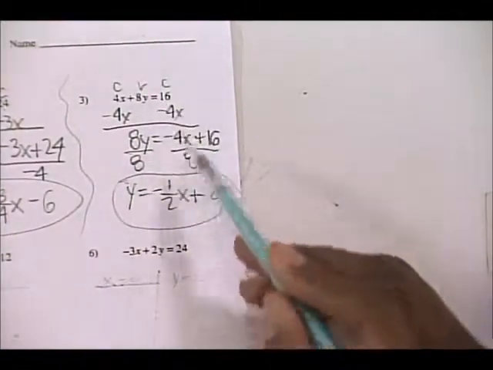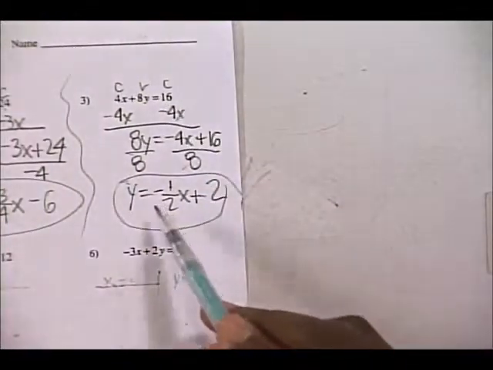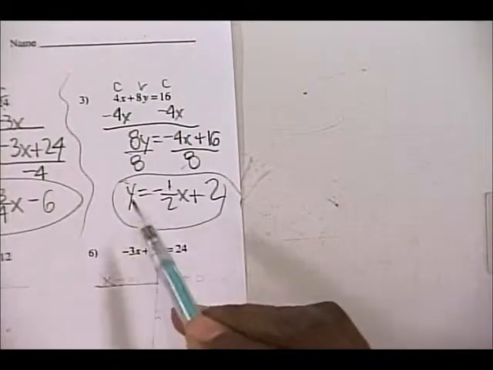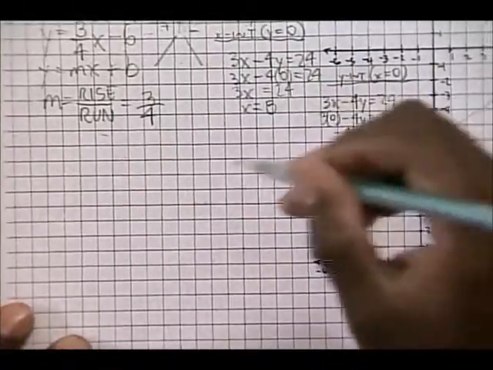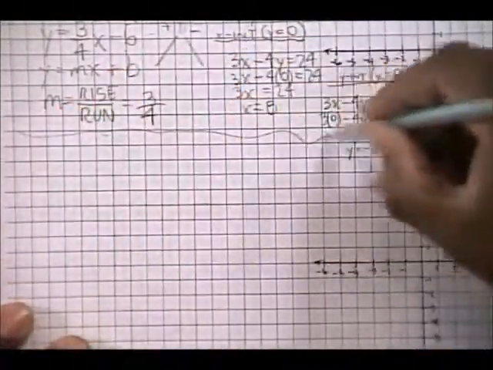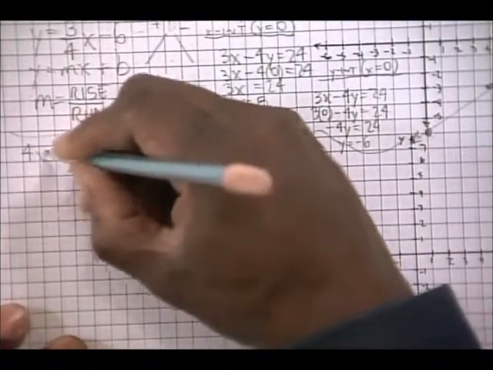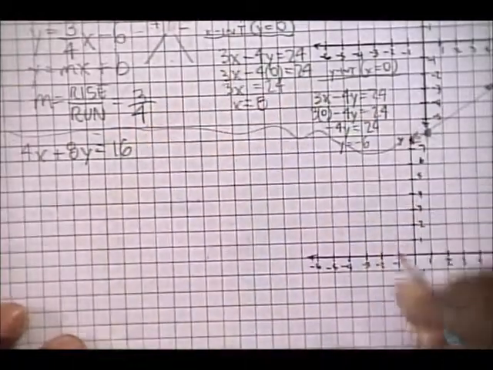One way of graphing this line is to put it in slope-intercept form. We did that already, and I'm not going to do that again. Let's do this problem in this coordinate axis right here. We have 4x plus 8y is 16.